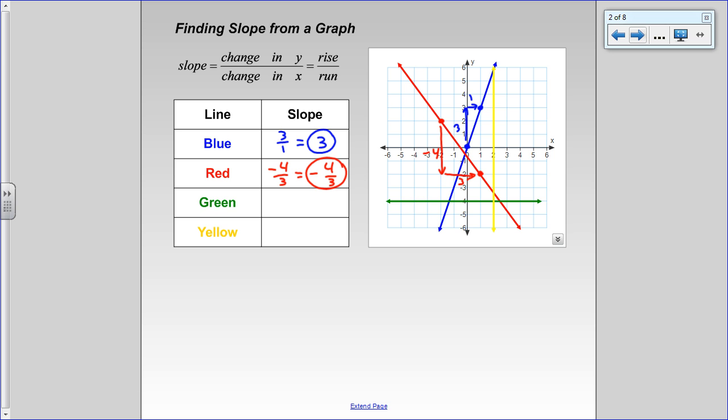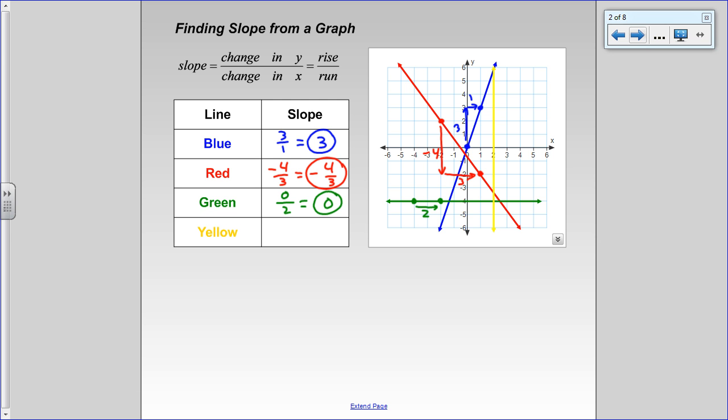The green line is a horizontal line. In this case, we could pick any 2 points along this horizontal line and notice that they have the same y value. In other words, there is no rise to this line as we move from one point to another. The rise is 0. The run, well, in the case of the points we picked, is 2, but it actually doesn't matter because 0 divided by any number, 2 or 1 or anything, is still 0. The slope of this green line is 0, and in fact the slope of any horizontal line is 0.